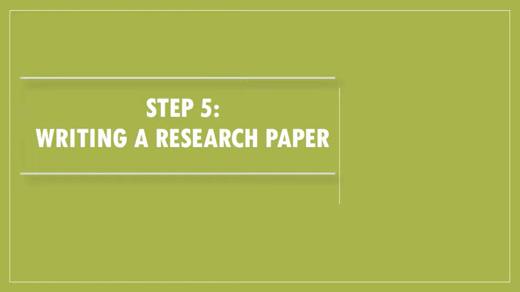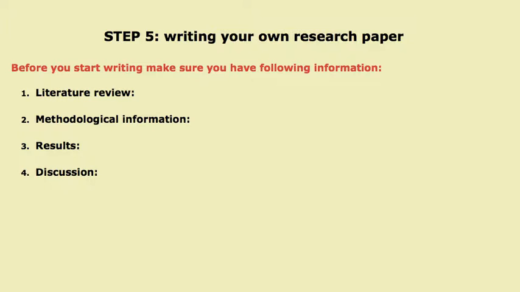Step 5. Writing a research paper. If you are writing your own research paper, make sure you have all of the following relevant information ready. This includes your literature summary, or the answered questions of your handout. The methods section, which provides information about your project, population, techniques, and data analysis. Your results include your statistical analysis. And finally, your discussion about those results, limitations, and conclusion of your study.